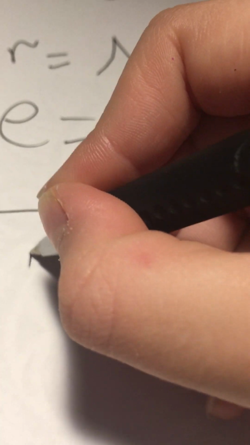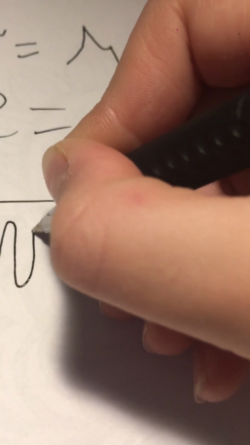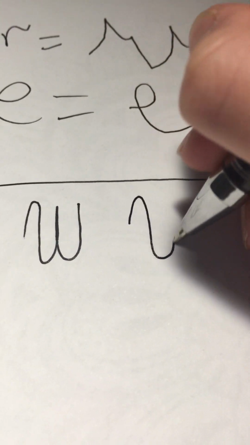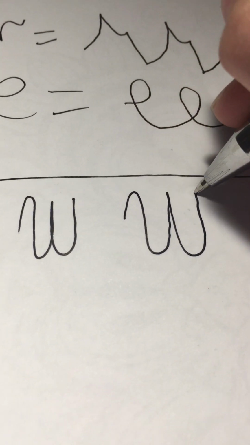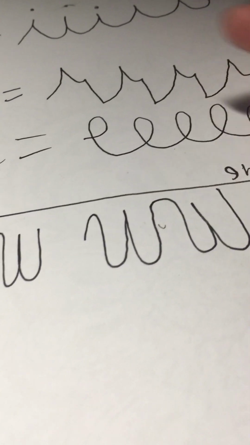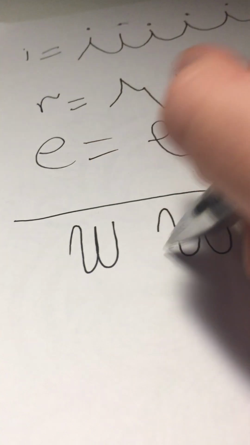Now we're going to be lettering the letter W. So the letter W is just going up, down, down. That's the letter W. Now let's connect it. Up, down, down, over, down, down. It looks kind of weird connected. But that's how you draw the letter W.